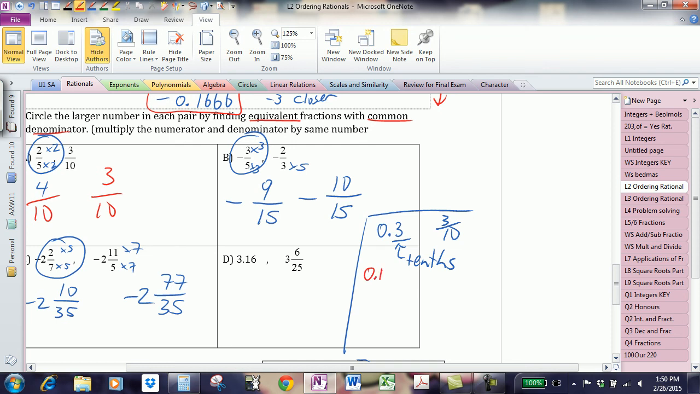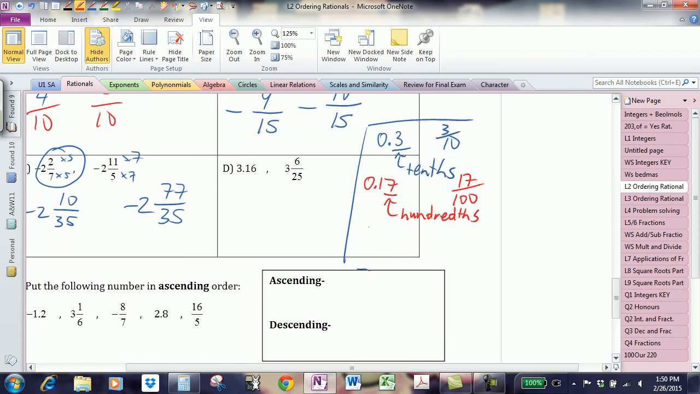If you have 0.17, the value of the 7, the last digit, is hundredths. So what do you think our pattern is going to be? 17 over 100. Good. And we can continue. 0.311. That's going to be the thousandths value. So then what will that be as a fraction? 311 over 1,000. So you got to know your place value of your decimals. It helps you turn into fractions.